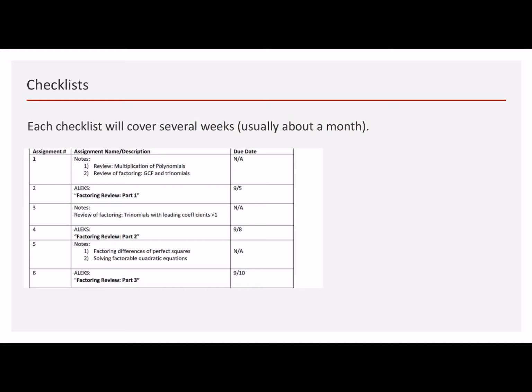So for example, assignments 1 and 2, okay? Assignment 1 is notes, right? And due date, NA, means there's nothing to turn in, obviously, because they're notes. Assignment 2 is an Alex assignment, and it's called this, and it's due on September 5th. And this is for the Honors Algebra 2. I've made the video for both of my classes on the cycle. You guys in Algebra 1 have a different checklist, but this is the basics of how it works, okay?